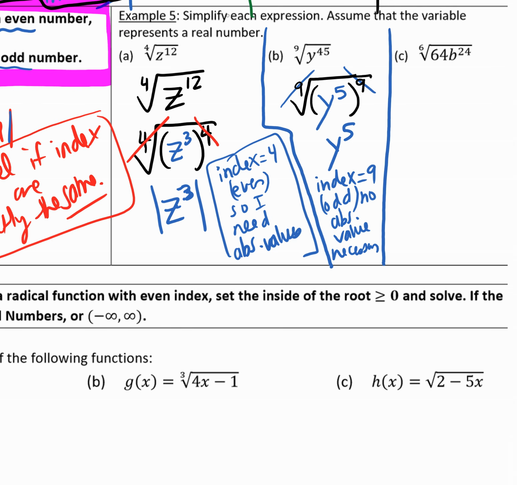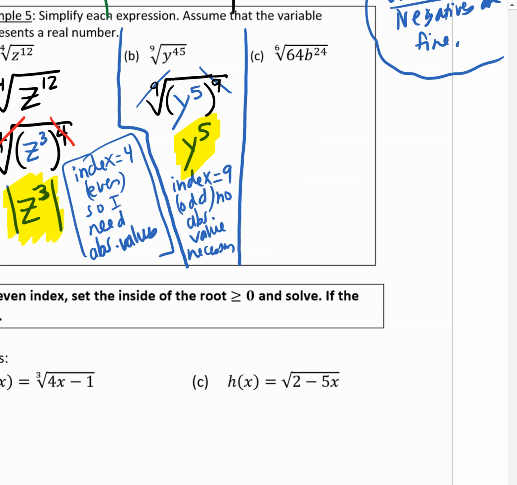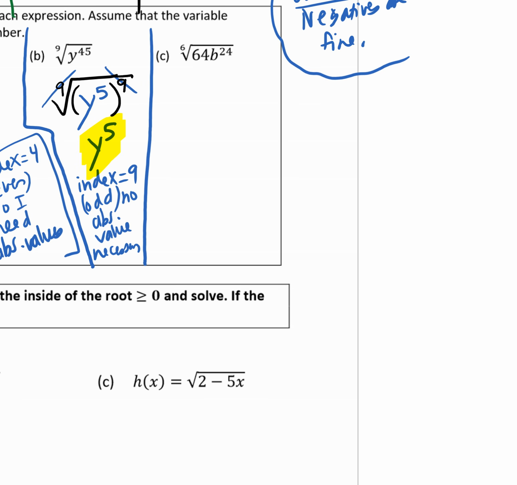There we go. Okay. So our answer here was absolute value of z to the 3rd. Here was just y to the 5th because I had an odd index. When I do these problems, I always pray for an odd index because then I don't have to worry about the dang absolute values. Right, but notice part C here, it's an even number. 6 is even. So I'll probably have to have absolute values in my answer.